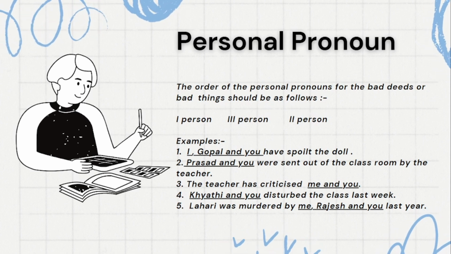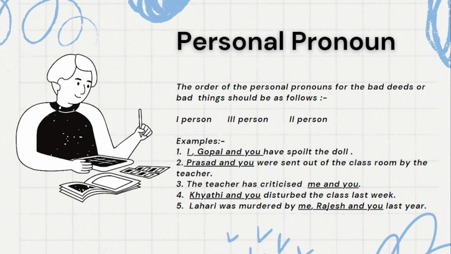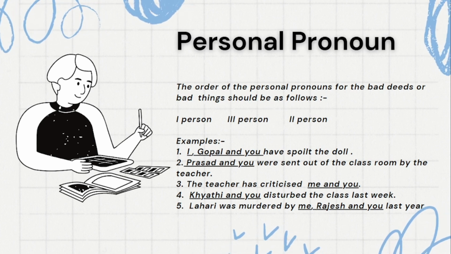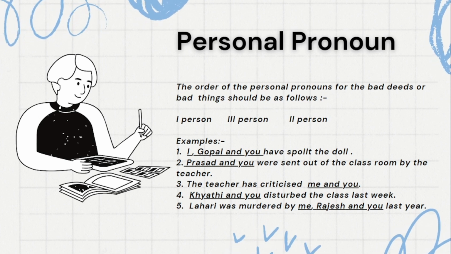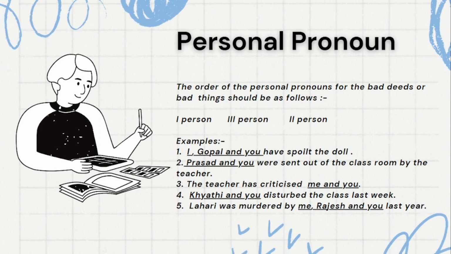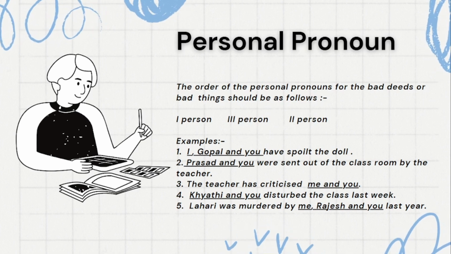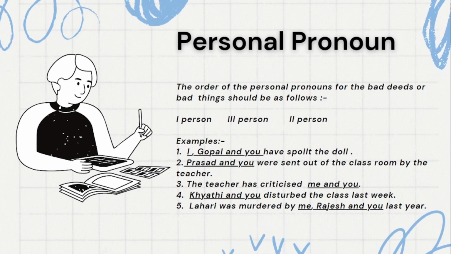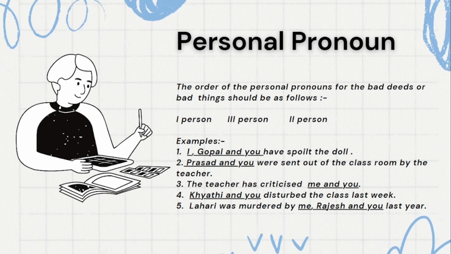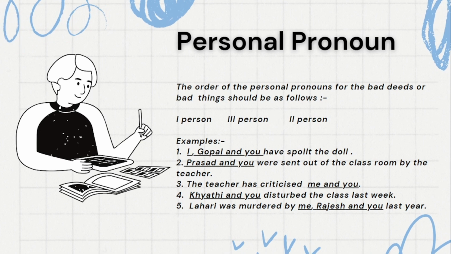Observe it. For good deeds or good things, the order is second person, third person, and first person. For bad deeds or bad things, what is the order? Nothing but reverse. Just first person, third person, and last second person. Let us see the examples.